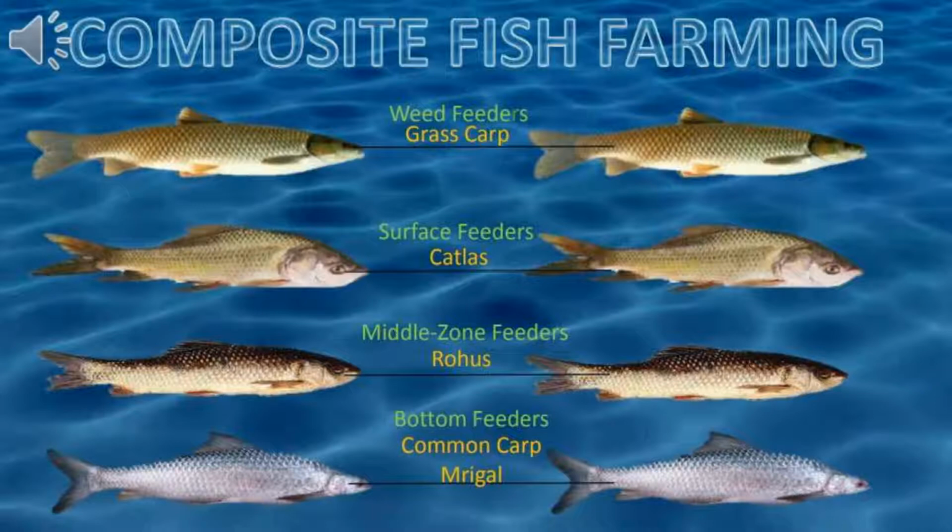The third one is rohu, a middle zone feeder. These feed on the food which is available in the middle area of the tank. So see, the first one, grass carp, feeds only on the weeds of the area. The second one is katla, which feeds only on the surface area. Now, rohu feeds on the middle zone of the tanks. The last one is mrigal or common carp. These are the bottom feeders. These fishes feed on the food which is available at the bottom of the tanks or at the bottom of the area where they are cultured. So there is no competition for their food. This type of composite fish farming helps in the production of more than 5 types of species at a time.